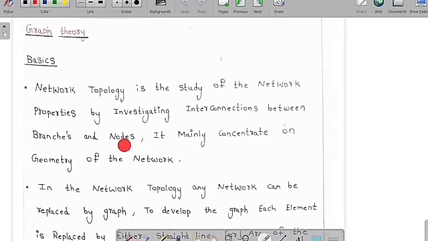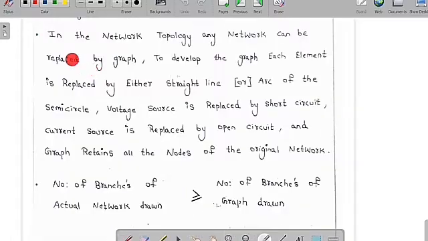So we are going to study the nature of the branches and the nodes, how they are going to interconnect, and this is basically about the connection or the geometry of the network. In network topology, any network can be replaced by a graph.